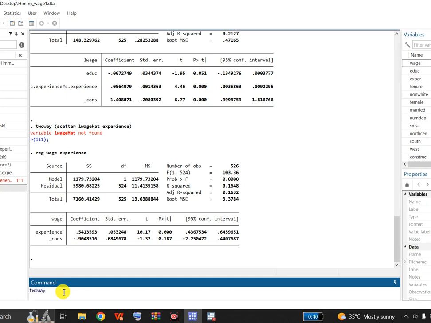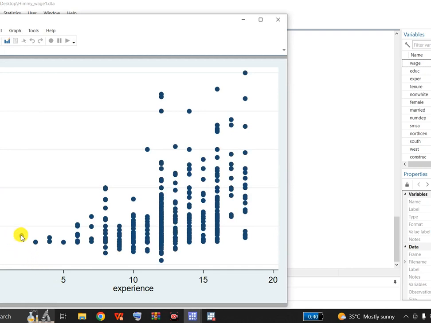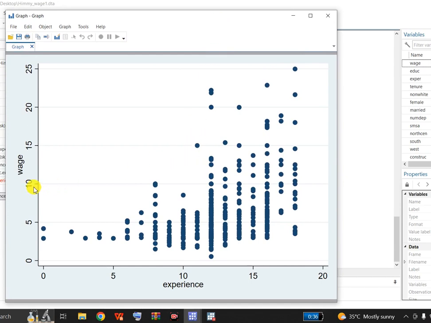Let me show you a two-way scatter of wage and experience. So if you look at this scatter plot, this scatter plot is not linear. It shows that this is a curved type relationship. This is going like this. So this is not perfectly linear. That is a kind of non-linear, or you may say a curved relationship.